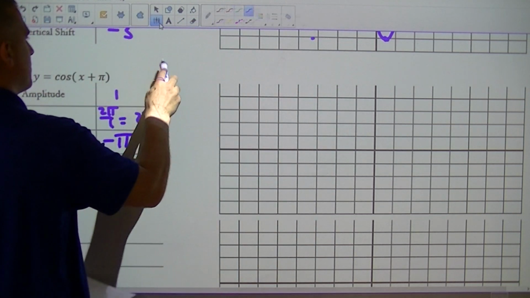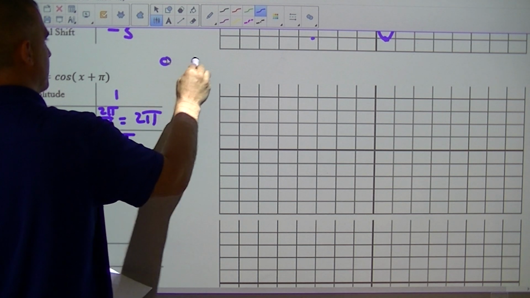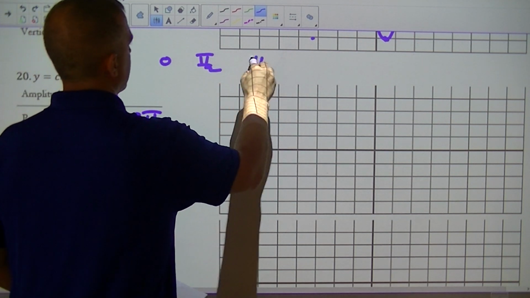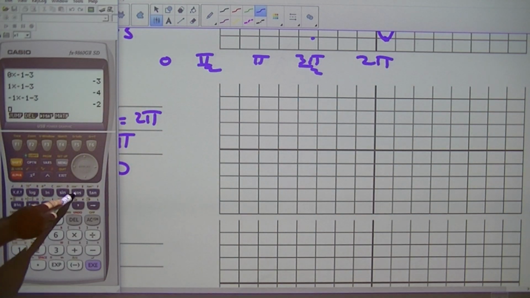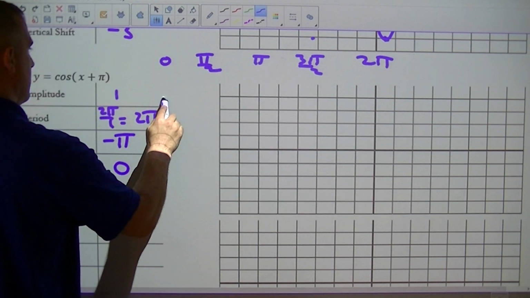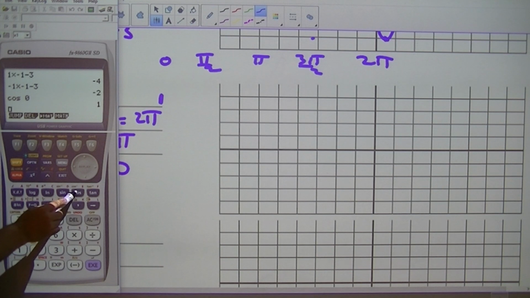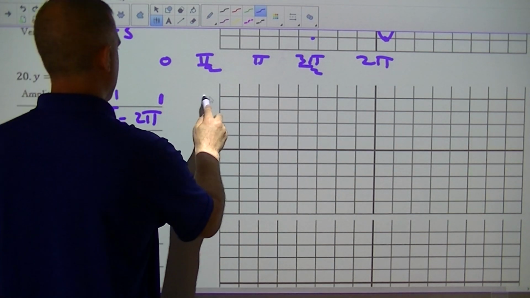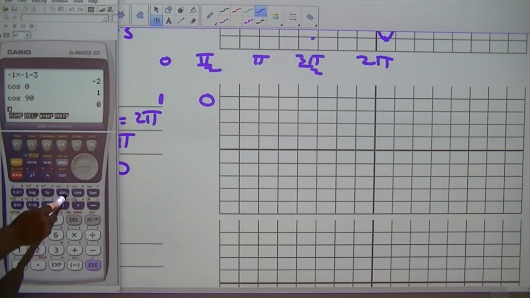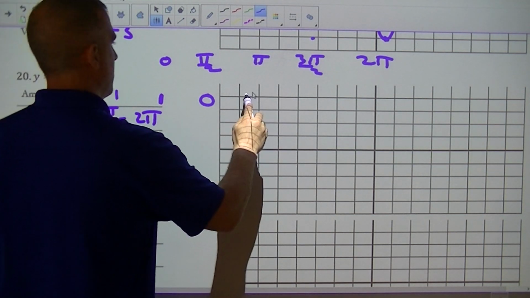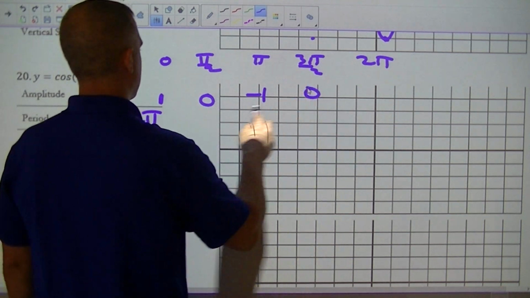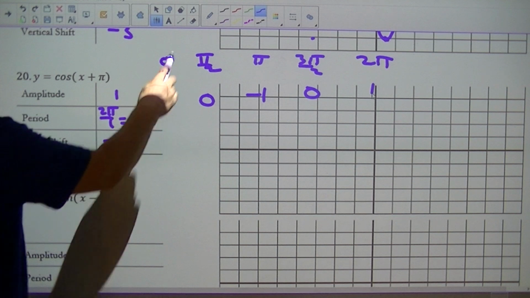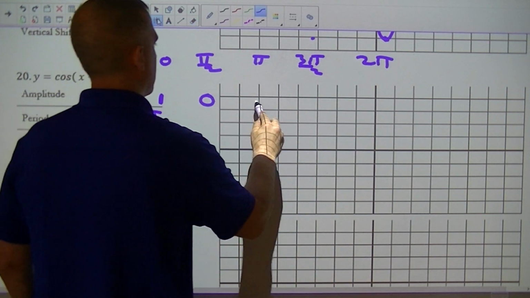All right? So the angles are very similar to what I would start with. I would start with 0, pi over 2, pi, 3 pi over 2, 2 pi. All right? Now the values are a little bit different. It would be 1. Cosine of 90 is 0. Negative 1. Zero, and then that would be 1 again. Okay? Lower this just a little bit. Negative 1, 0, 1. All right.